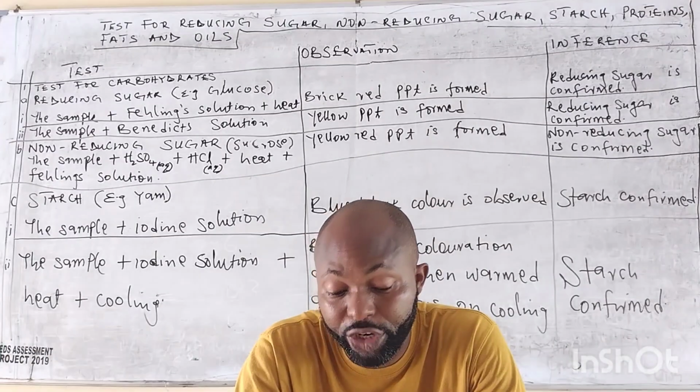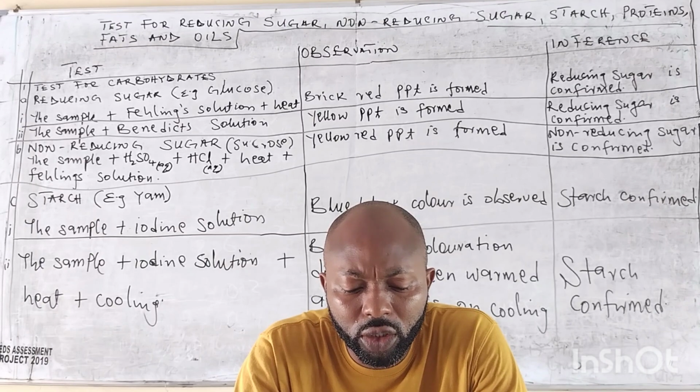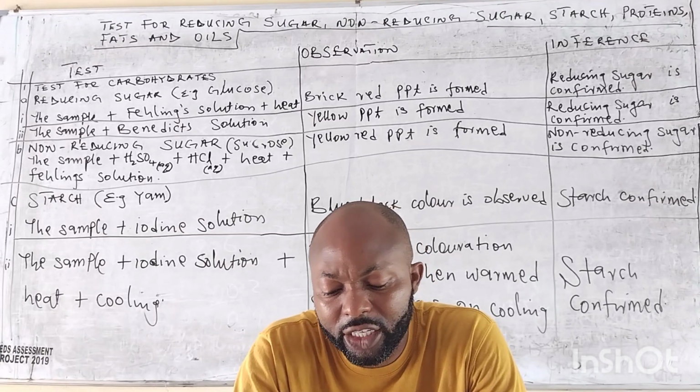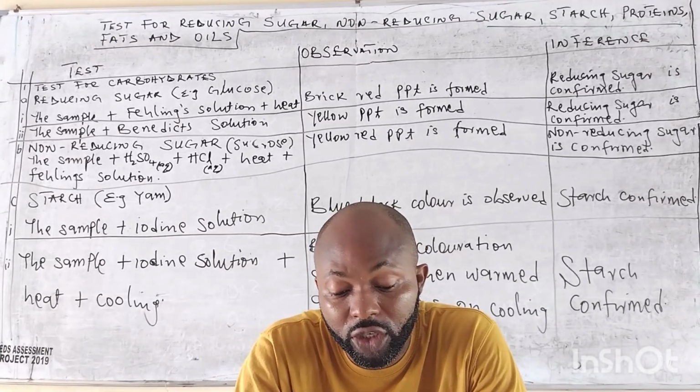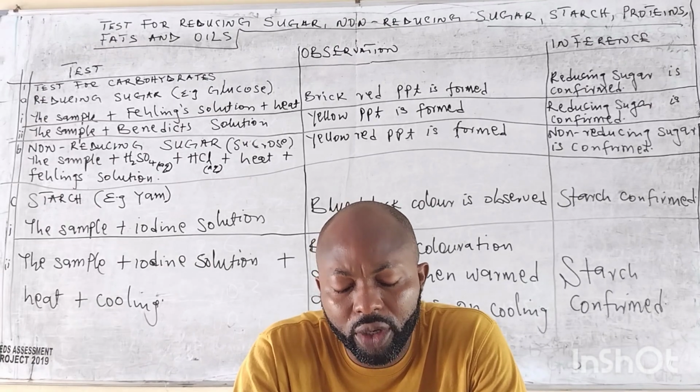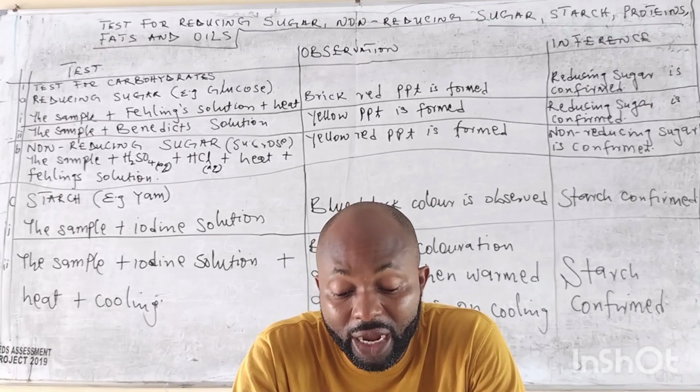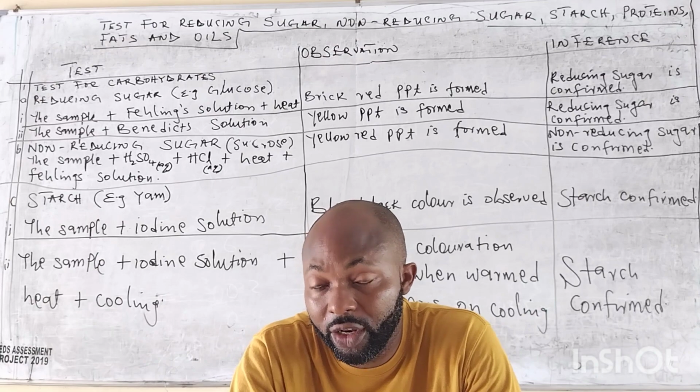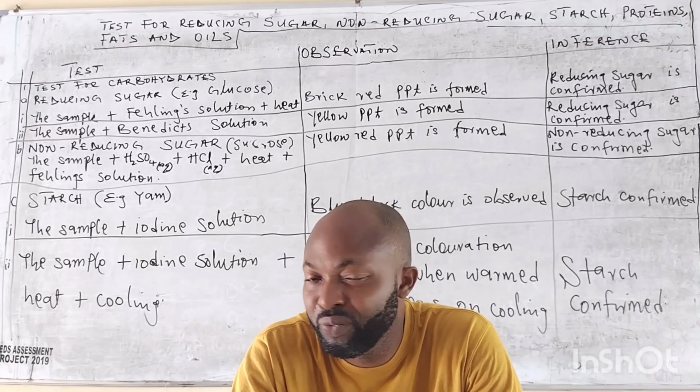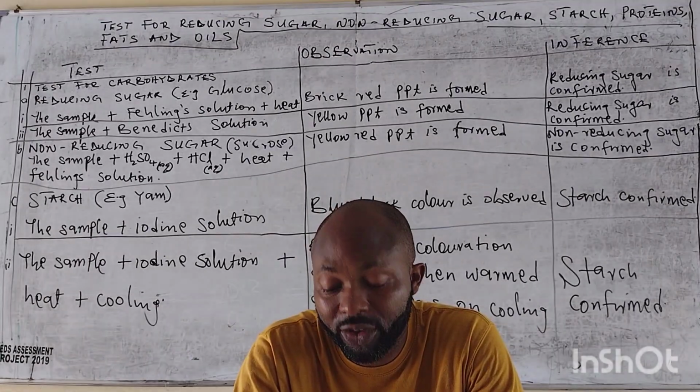So it breaks down. Equally, non-sugars, for example starch and cellulose, can be hydrolyzed into many units of monosaccharides. For example, we hydrolyze starch in the presence of heat and dilute HCl to give us many monomers of glucose.